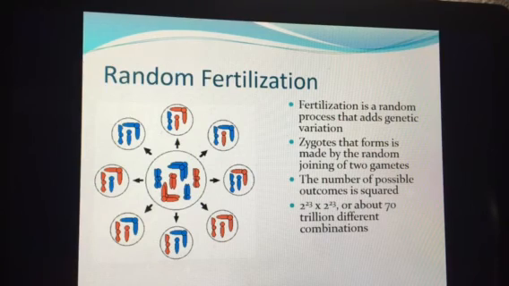But we don't know which one's going to go. It's kind of like the roll of the dice. You don't know what dice is going to pop up each time. And so with this genetic variation, it allows for a random fertilization, so you have more than 1 possibility for your outcomes. In fact, if we look there, we will have about 7 trillion different possible combinations.